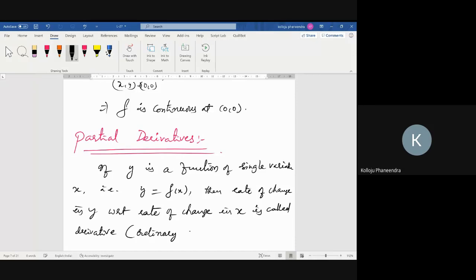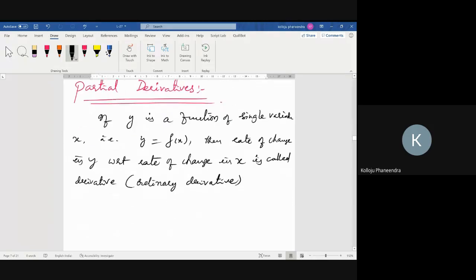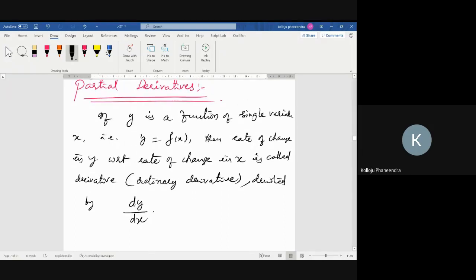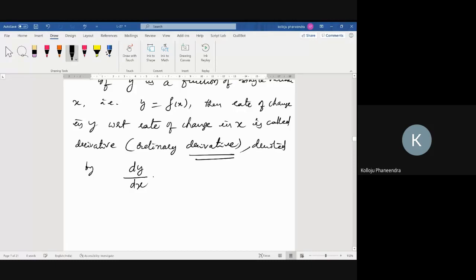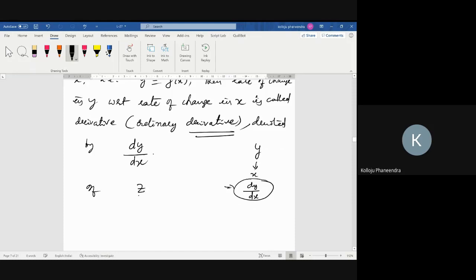I will tell you the difference between ordinary and partial. The ordinary derivative is denoted by dy by dx. Generally the term derivative is common, and in this there are two types: one is the ordinary derivative, another is the partial derivative. If y is a function of a single variable, then the derivative of y with respect to x is called the ordinary derivative. If there is a function z which is a function of two variables x and y, then two derivatives exist.